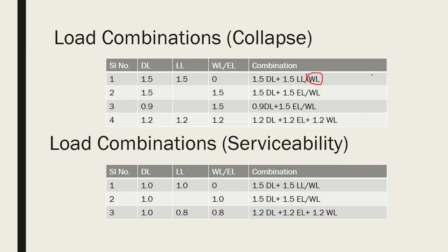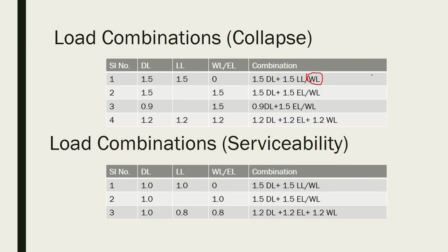So there is another combination, that means when dead load is there, live load is there, also earthquake load or wind load is there. In that case, we have assumed a slightly lesser value of partial safety factor, that is 1.2, 1.2 and 1.2. So all these combinations or factors are considered considering the economy as well as the effect of load over the structure under different circumstances.